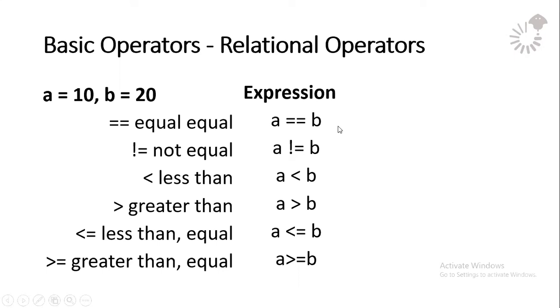False po. Okay, 10 is not equal to B. So this is false. A not equal to B, true or false? True po. True. A is less than B, true po. True. So false, true, true. A is greater than B. False. False. A is less than or equal to B. True. True.